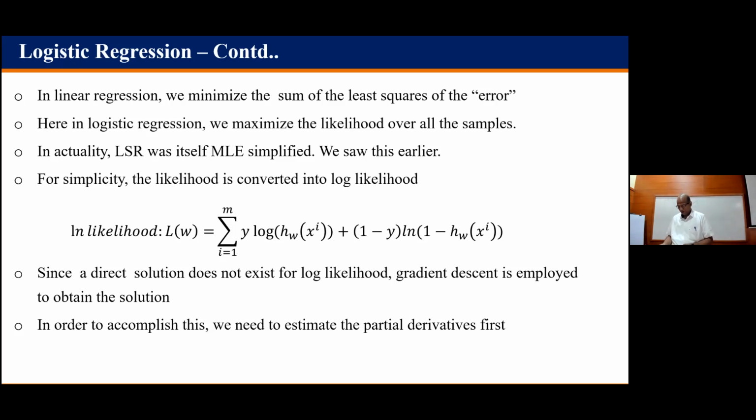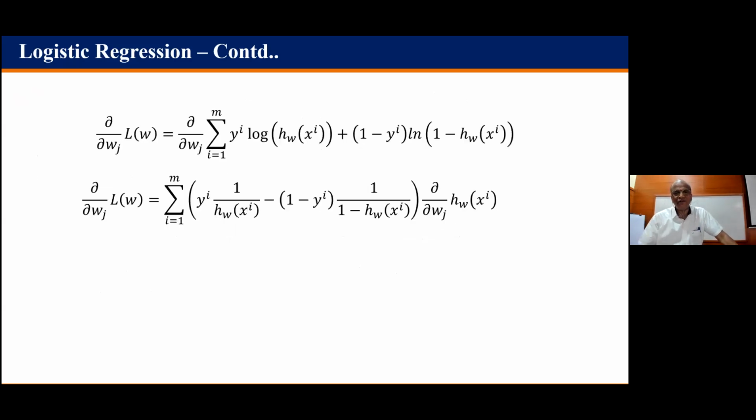All right. Now we can do, since there is a log, a direct solution does not exist for the log likelihood. So gradient descent has to be used. So we have to get the partial derivatives first. Okay. So let's take dou by dou of this thing.